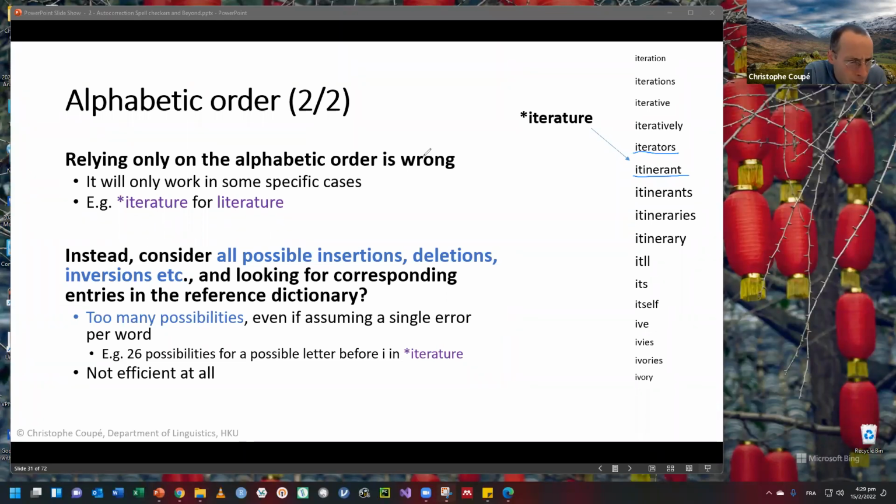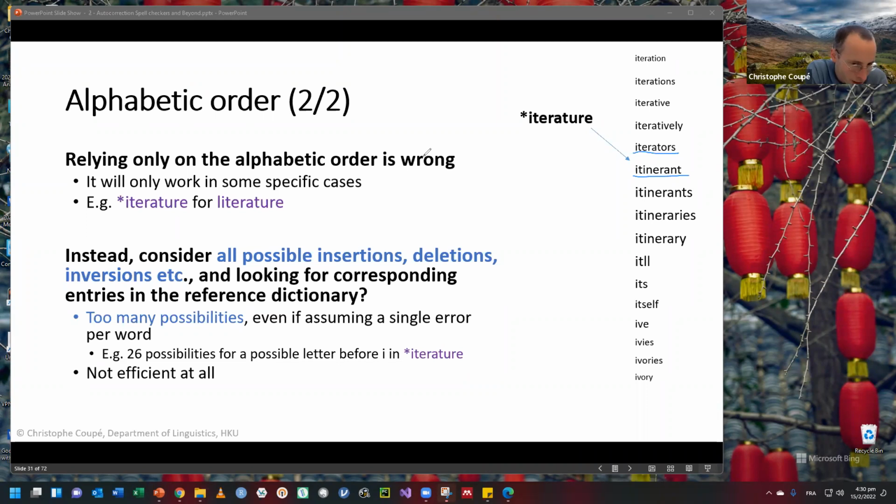So it means that if you drop a letter closer to the front of the word, that will create problems. Actually, wherever it drops, unless it's really close to the end, you are bound to be in a problematic situation. So what you should do is consider all the possible insertions, deletions, inversions, etc. And each time you should look whether, when you consider this insertion or deletion or inversion, you can find a corresponding entry in the reference dictionary.